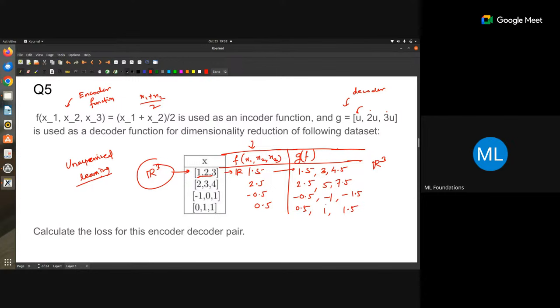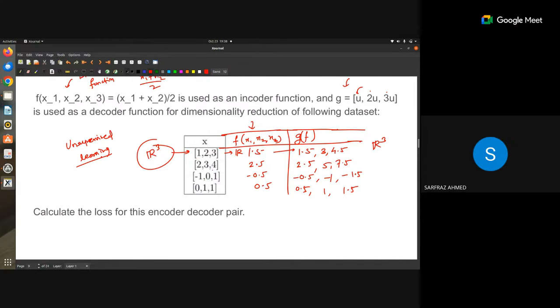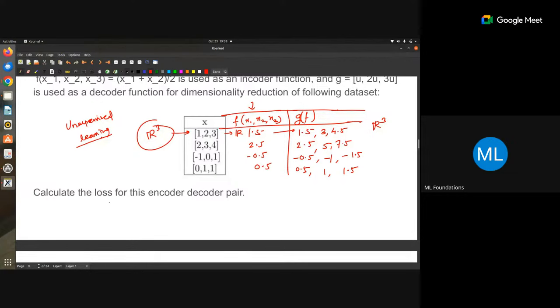Now we have to find the loss for this encoder decoder pair. So how to find the loss? Norm. Yeah. So norm of what? G of xi minus xi, right? So okay, norm will maybe. Can you tell me the answers, like first of all, for first pair, what it should be? 1.5 minus? One. One square, right? One is okay, yes.